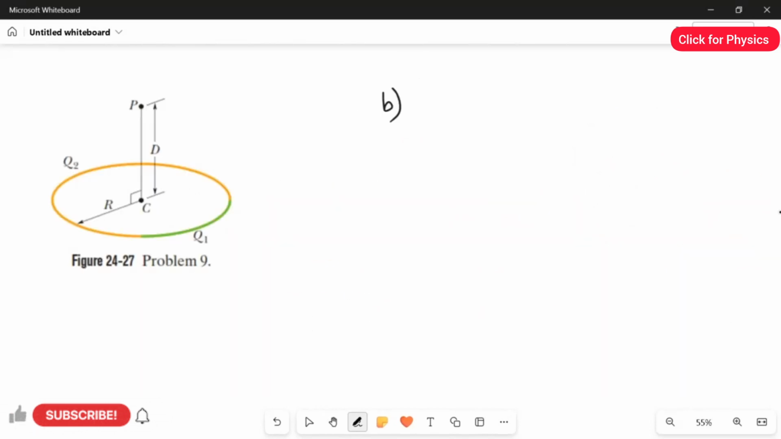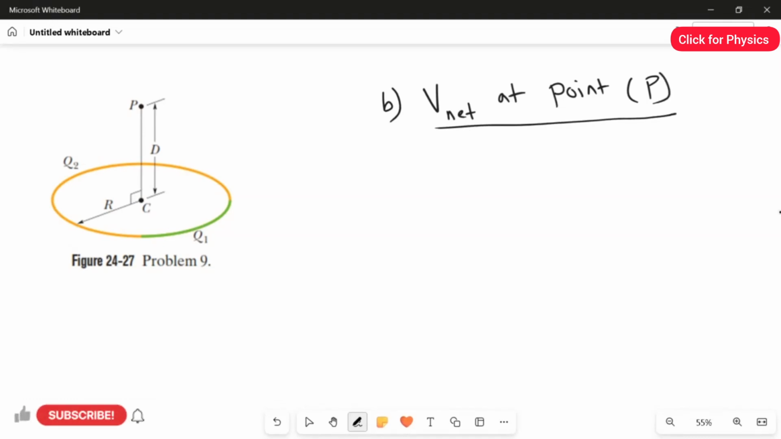Now we have to find the answer for the second part. What is given in the second part? In the second part, we are going to find the net potential at point P, right? So again, we have to use the same formula, but this time the main thing is that from the circumference to the point P, we have to find the distance. The distance of this line is square root of R square plus D square. Clear?